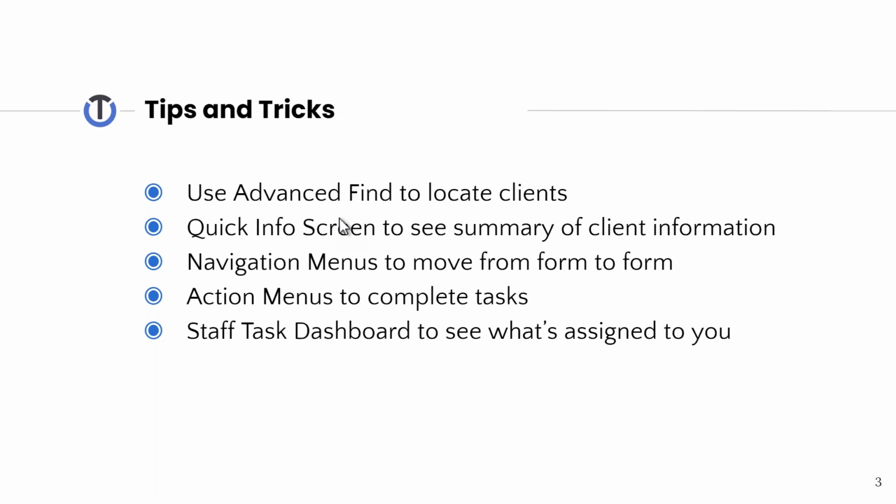Use the navigation menus to move from form to form. This is going to allow you to move throughout the client's record without having to reselect their name every time. So it saves you a couple clicks. Action menus are just shortcuts to things that we think make sense to do next on the form you're working on. Staff task dashboard is to see what's assigned to you. In your system, you may have tasks that are assigned to you, and you're going to see those in your staff task dashboard.